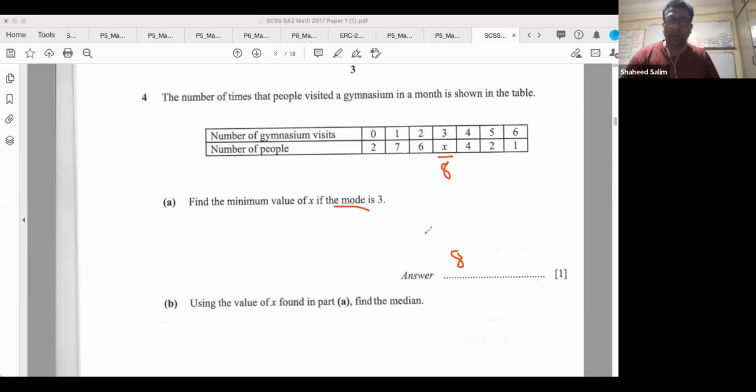Using the value found in part A, find the median. Median is the middle position.